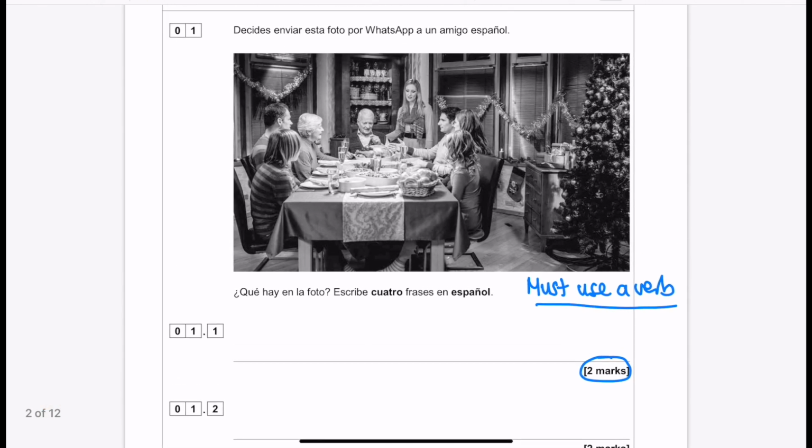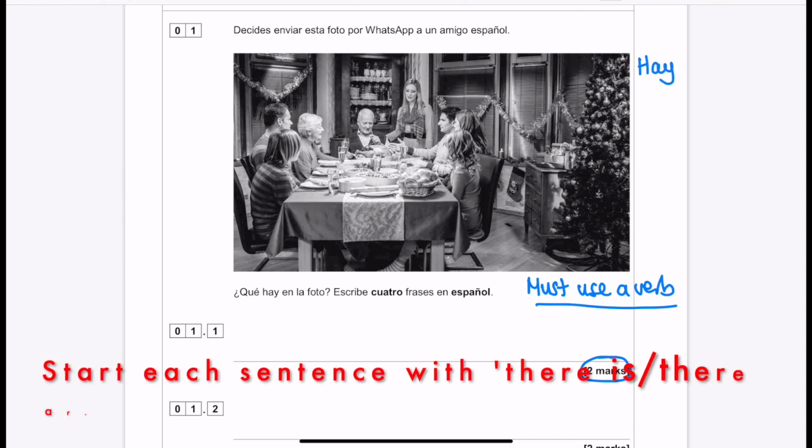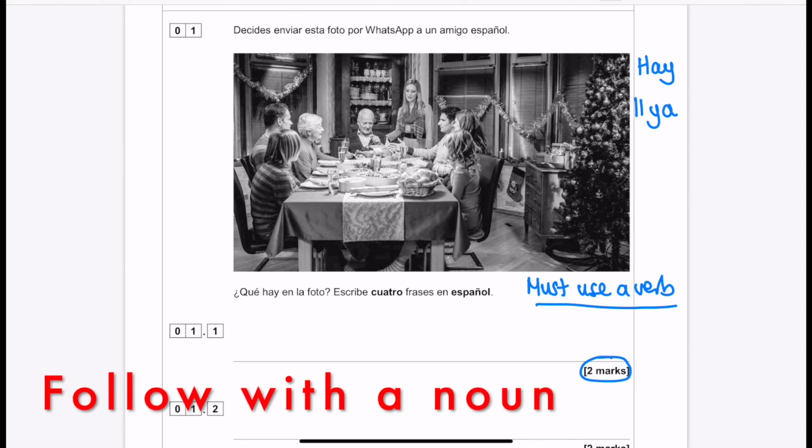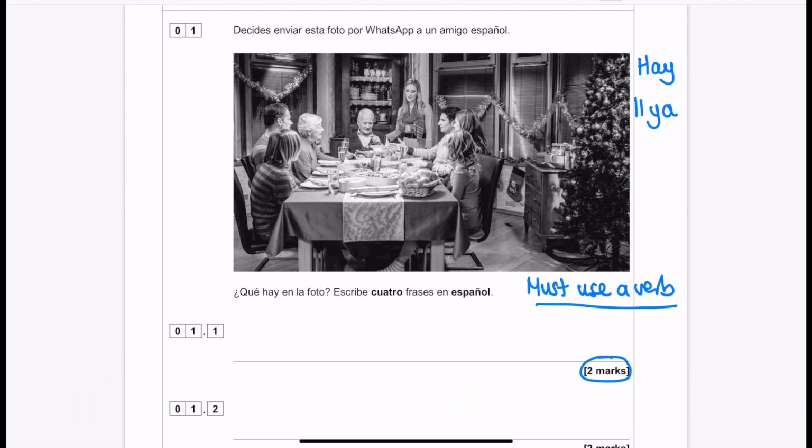To keep it nice and simple, what I would suggest is if you're a student of Spanish, start each sentence with hay. If you're a student of French, il y a. And follow it by a noun. The reason for this is hay, there is or there are, and il y a, there is or there are, count as verbs by AQA, so they will qualify you for the full marks.